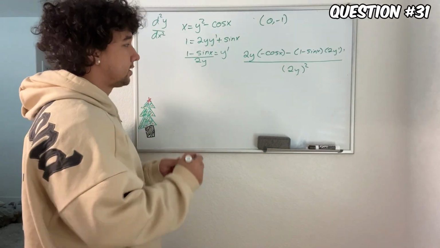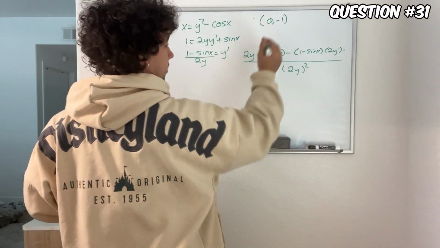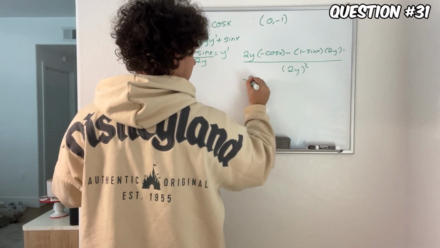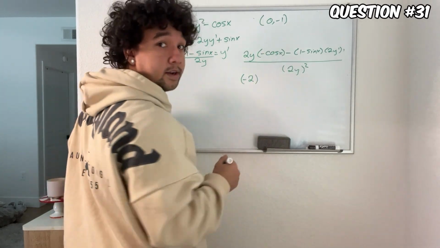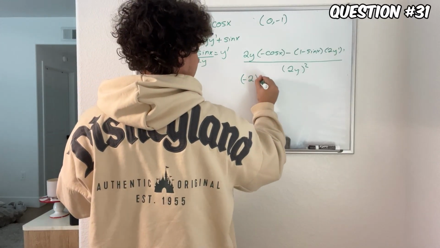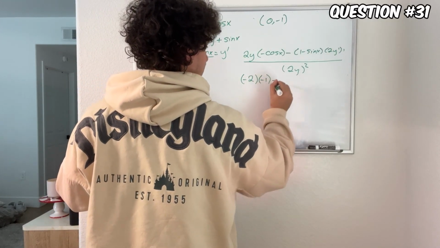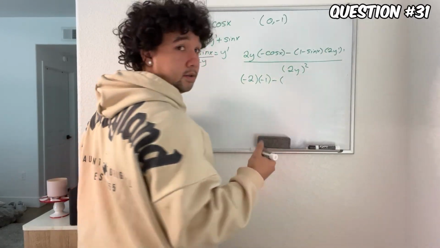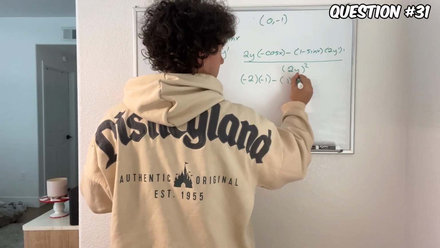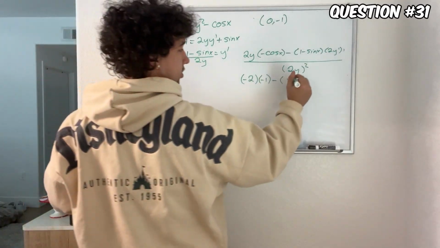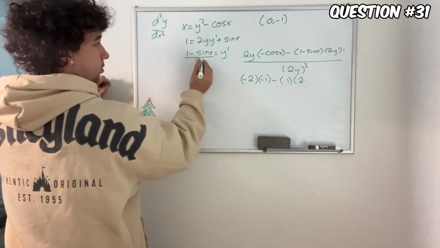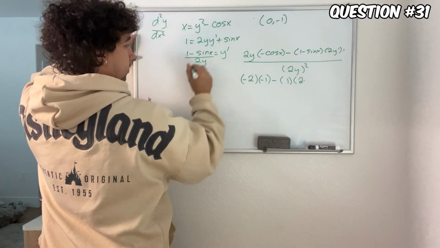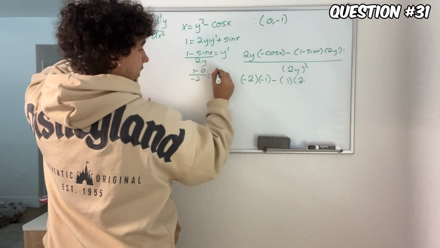Now I could simplify this thing, but there's no point. I'm just going to start plugging in my values. So 2 times negative 1, that's negative 2. The cosine of 0 is equal to 1, but this is negative cosine, so it's going to be negative 1. Minus 1 minus the sine of 0, which is just 0, so this is just 1. And then for this one here, I'm going to have 2 times y prime. Well, y prime, we're going to have to go back over here. So the sine of 0 is just 0, so I have 1 minus 0 over 2 times negative 1, which is negative 2, or in other words, negative 1/2.